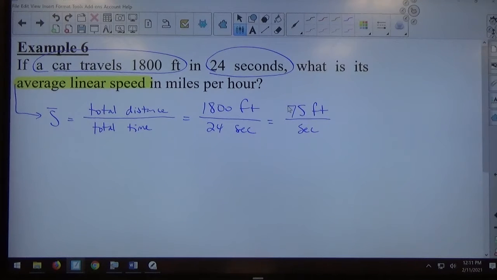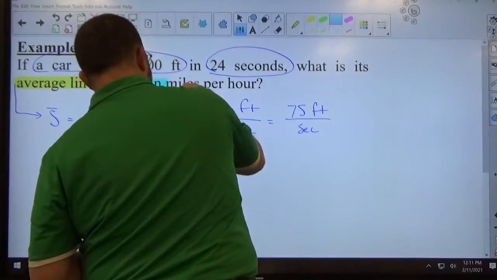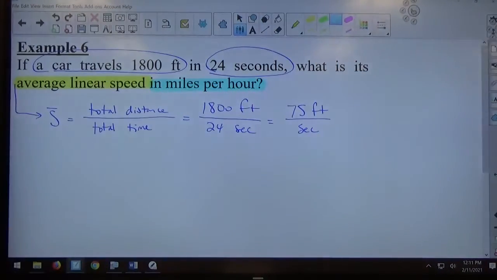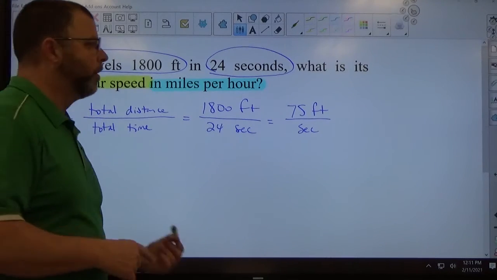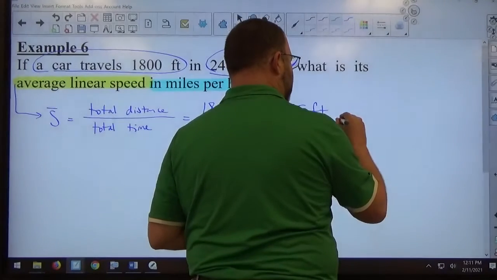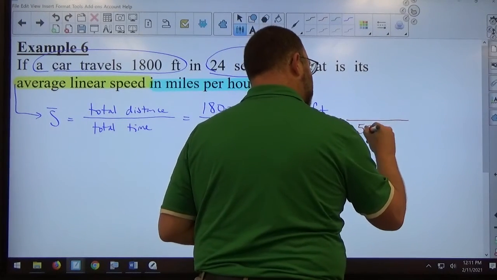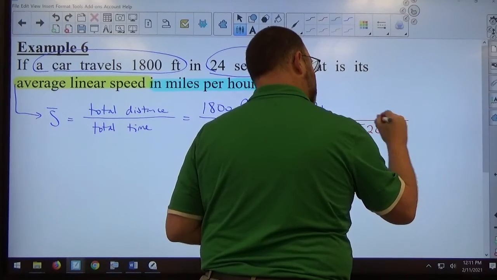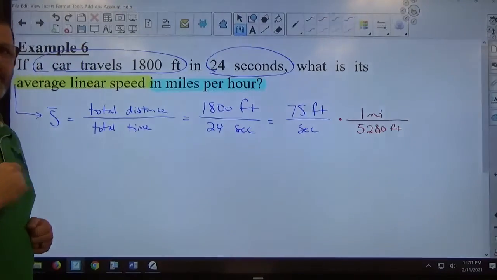But then they go on to say, average linear speed of the car in miles per hour. That's what they usually do. They'll ask for the units to match the units they want, and they may not give you those units in the problem. So they gave me feet and seconds. I got a feet per second answer, but I want a miles per hour answer, so now I have to do some unit conversion. There are facts about feet and miles that we should know, but hopefully we've used them enough that we know them. One mile is equal to 5,280 feet.